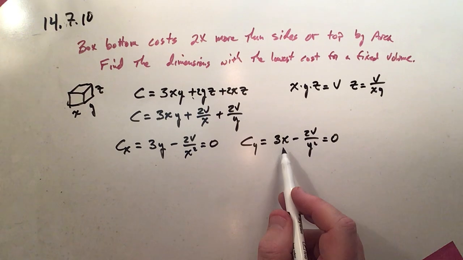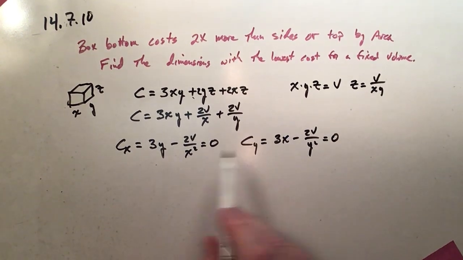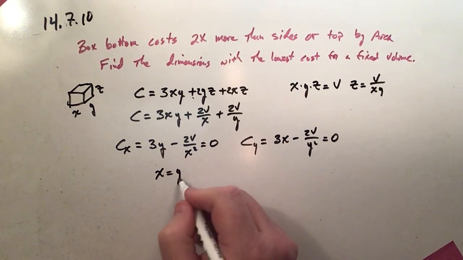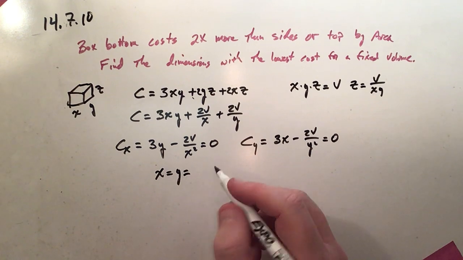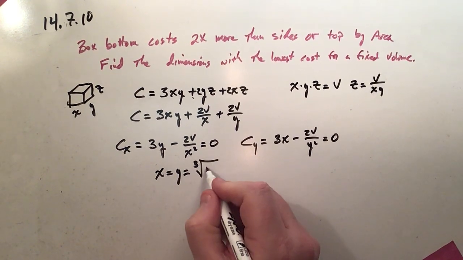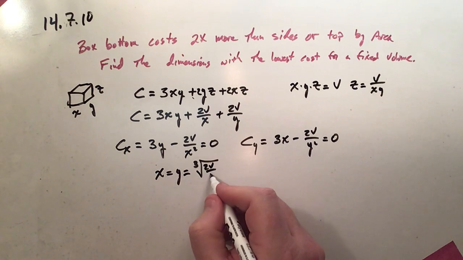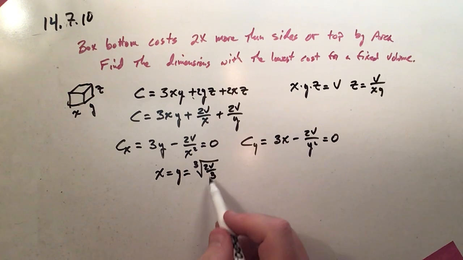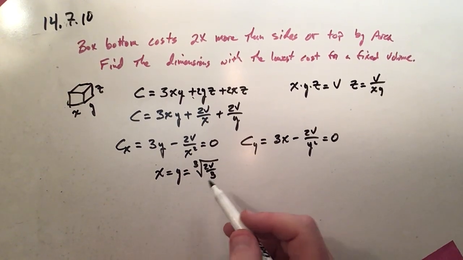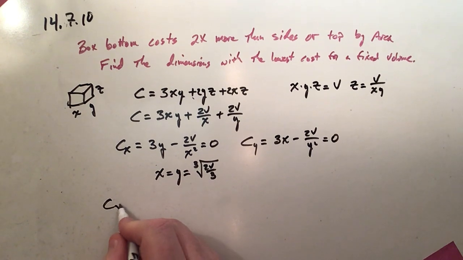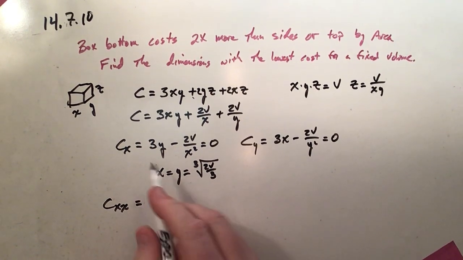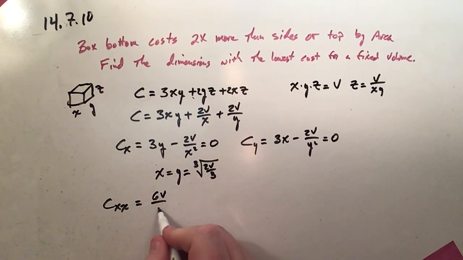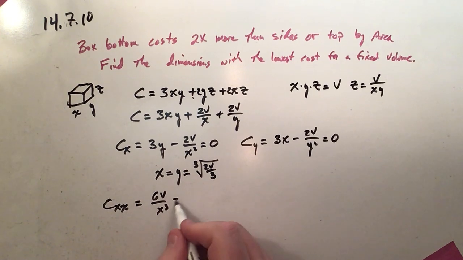So I've got two equations with two unknowns. If I substitute and use that to solve for the value of X and Y, this is what I get. I get that X is equal to Y, and they're together equal to the cube root of 2V over 3. Now, it turns out that actually is the optimum dimension for those sides, but I can further prove it by looking at CXX. Of course, CXX is going to be equal to 4V over X cubed. And when I plug this in there, that makes 6.